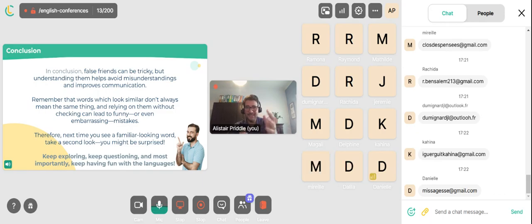Okay, guys. Well, that is it for today. It's been a great little conference today. We've looked at false friends, and there are many between English and French, more than we've even seen in the lesson today. So take our advice and just check out the false friends to make sure you're not making any mistakes.